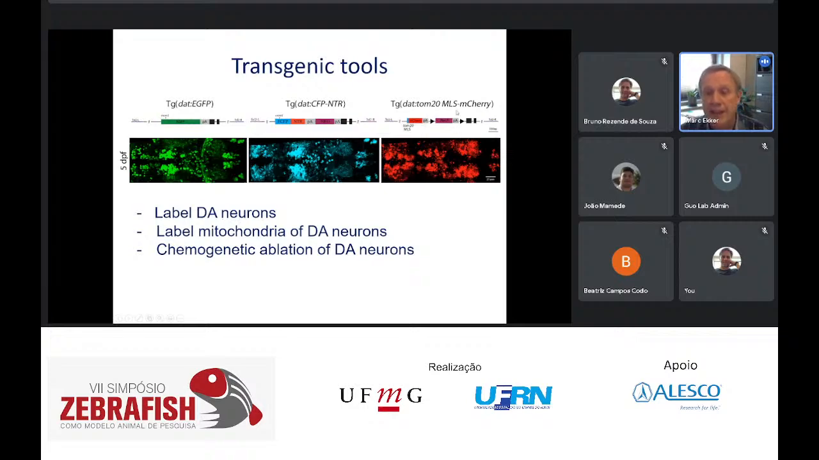We did it with a version of mCherry that is also fused to the mitochondrial localizing signal of the TOM20 gene. And that allowed us, because it is driven by the regulatory element of the dopamine transporter, to label specifically the mitochondria of the dopaminergic neurons. And finally, as you will see in the last part of the talk today, we've made a fusion protein between nitroreductase and the cyan fluorescent protein in order to do the chemogenetic ablation of the dopaminergic neurons.